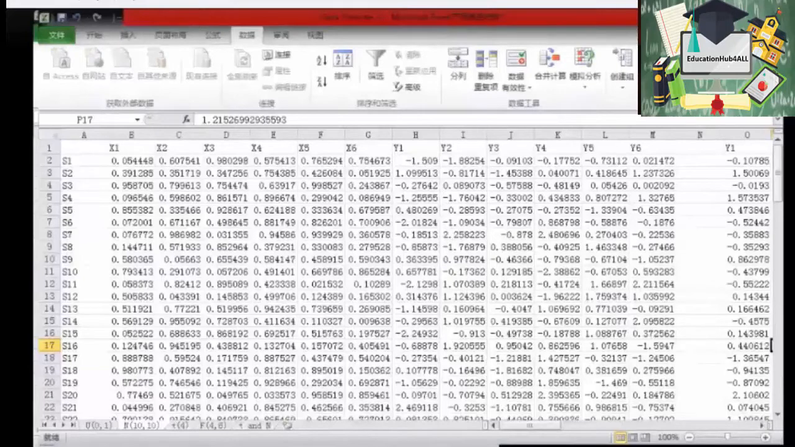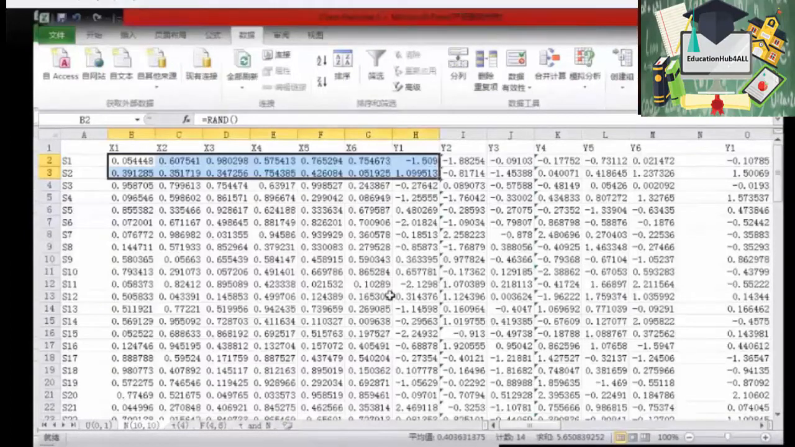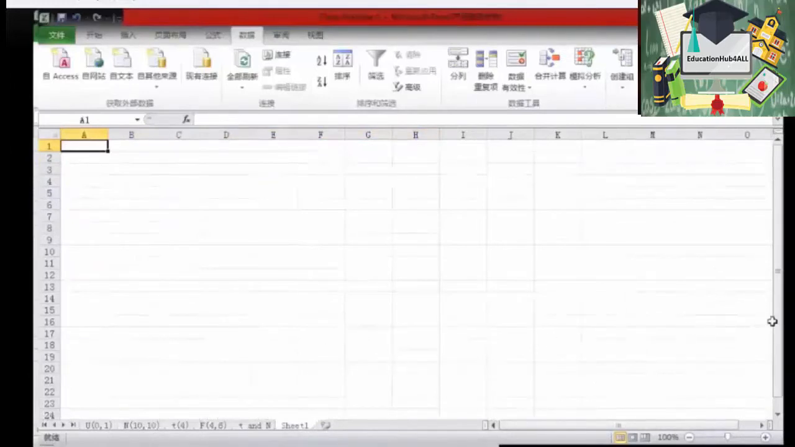After the class, you can transform the data analysis. Maybe we just try here. The normal distribution is generated from a uniform distribution by using this transformation before. Now I will open a new Excel sheet.